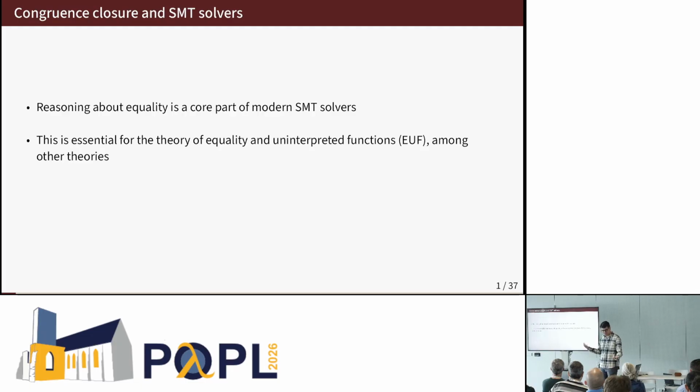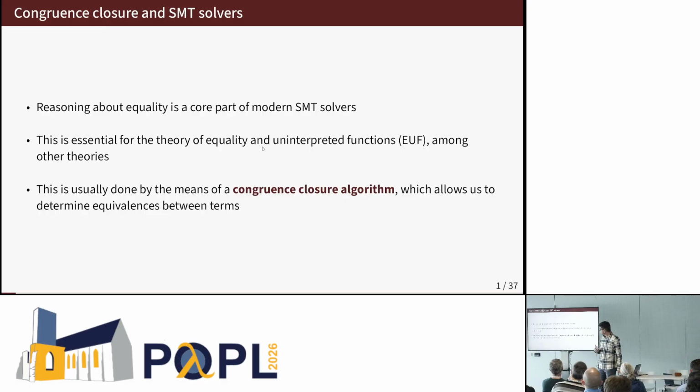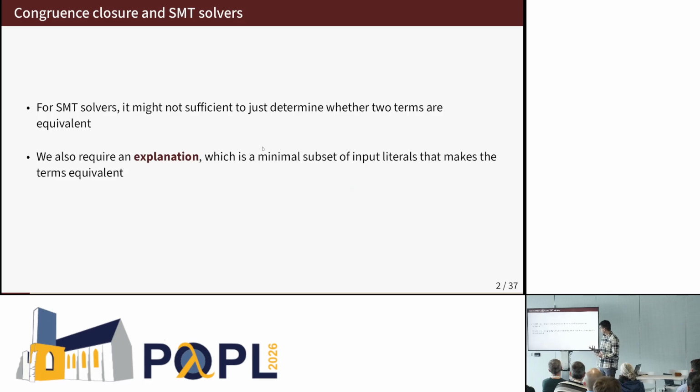It's, of course, useful for the theory of equality and uninterpreted functions, but it's also heavily used internally in other theories. And this is usually done using what we call a congruence closure algorithm, which allows the solver to determine equivalences between different terms. So for SMT solvers, however, it's usually not sufficient to just say whether two terms are equivalent. So we might also be interested in an explanation of why they are equivalent.